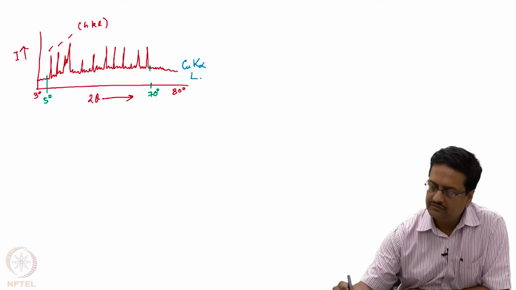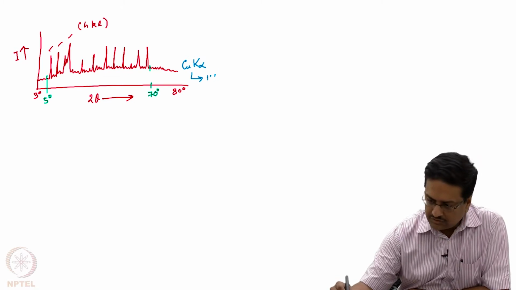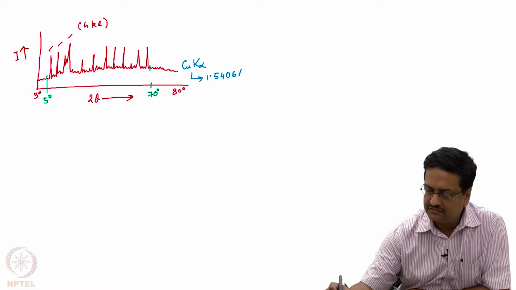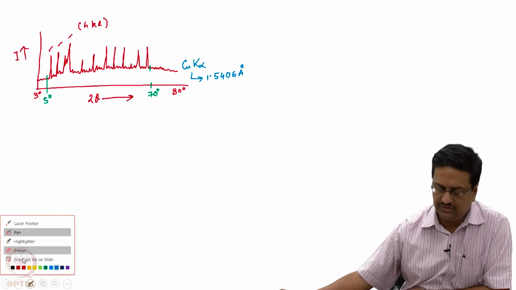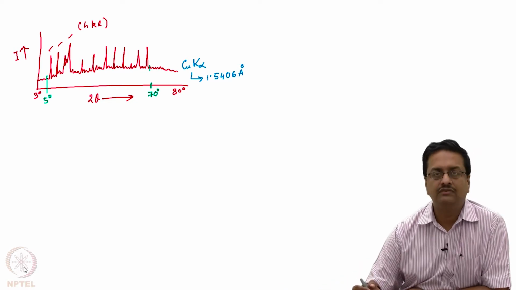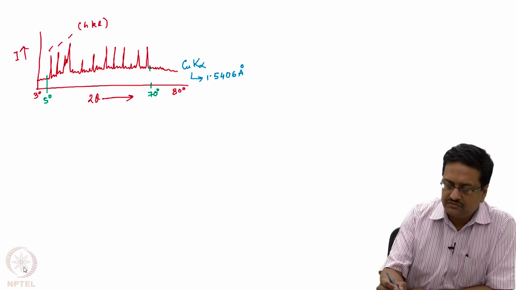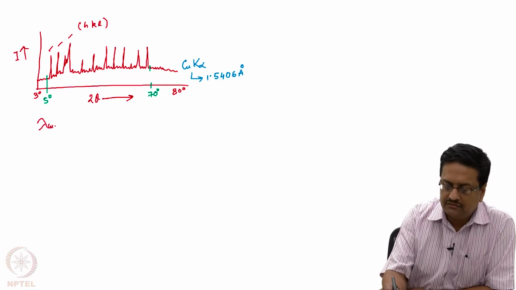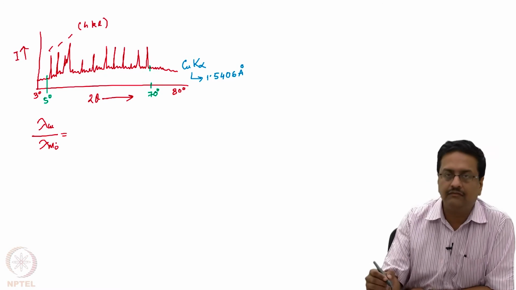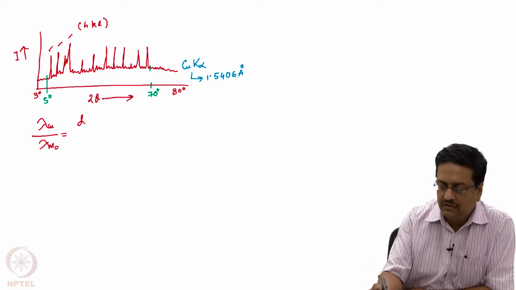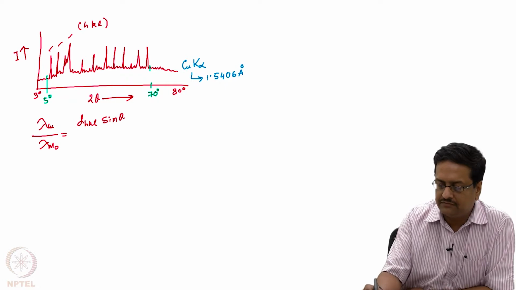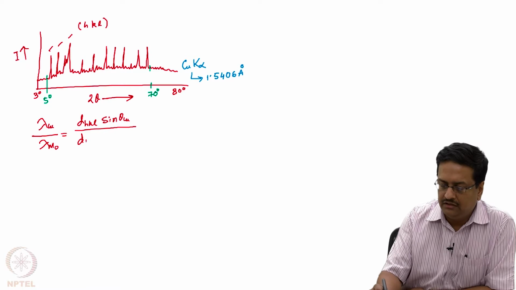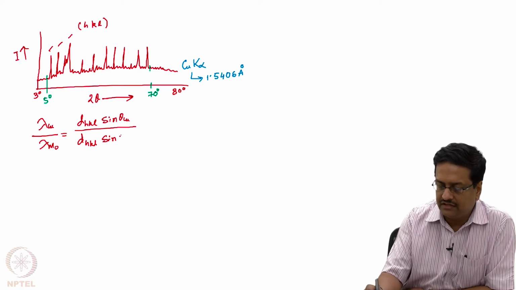What is the wavelength of copper K alpha? It is 1.5406 angstroms. Now if somebody wants to use a molybdenum radiation for the same purpose, what should happen? Suppose for lambda copper divided by lambda Mo, writing Bragg's law for two different wavelengths, this would mean d_hkl sin theta for copper over d_hkl sin theta for molybdenum.